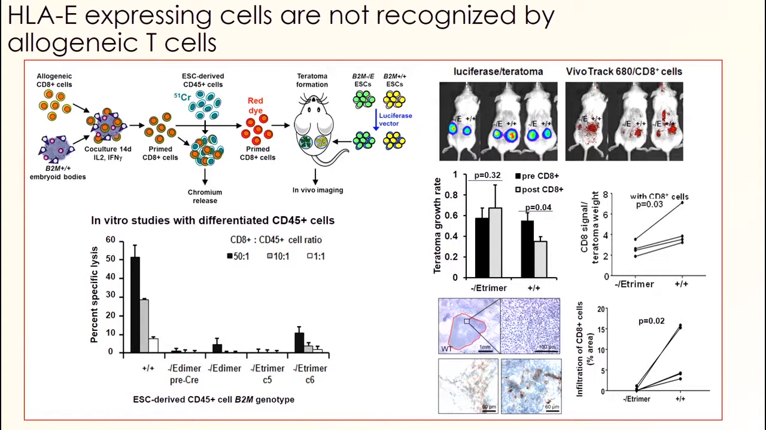In this case, we labeled these CD8 cells with a red dye and saw how they bound to the teratomas. And you can see preferential binding to the wild type teratomas in comparison to the negative E class 1 engineered teratomas. And you can quantitate and show that it's significant, show that the tumors grow better with the HLA-E expressed, and find the CD8 cells on histology.